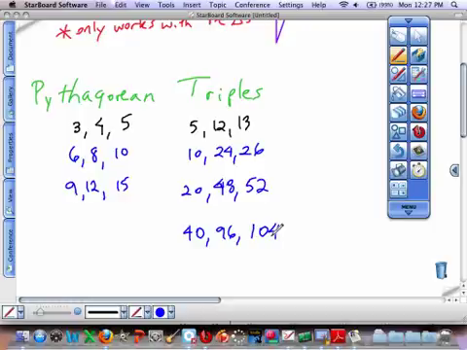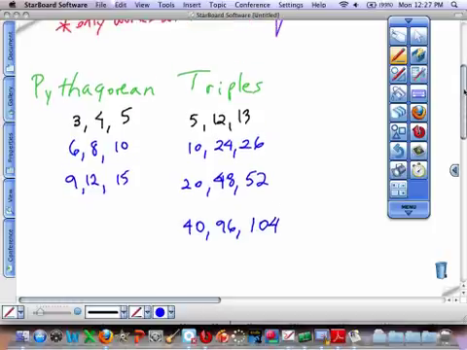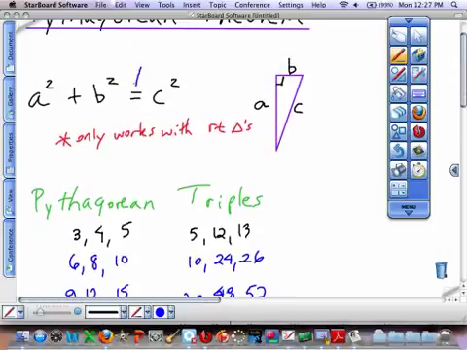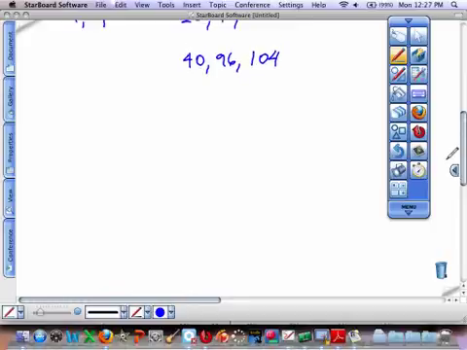So those are Pythagorean triples. Now, one of the things you guys might not be aware of, this is kind of interesting. We said that it's equal if and only if it's one type of triangle. Right triangle.